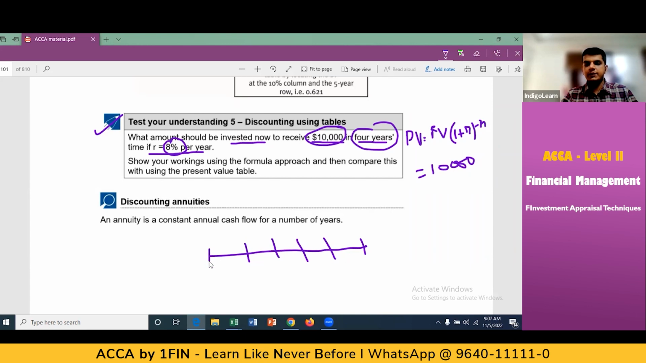And I am telling you what should be the present value. Annuity means same amount. If the amount is not same, then it is not annuity. So I'm telling you, every year you will be receiving $1,000. What is the present value? Then instead of discounting factor, you may go for annuity factor. That will also be given in the table. But parallelly, we'll see what is the formula for calculation of annuity factor also.